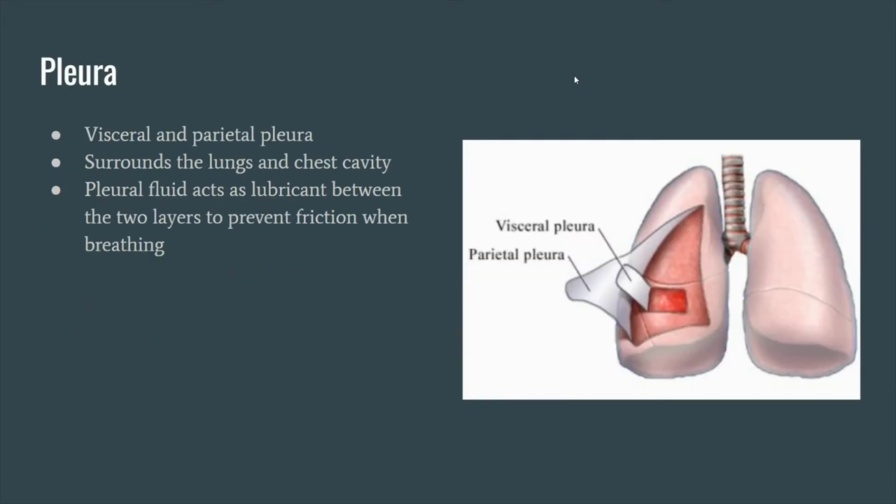The visceral and parietal pleura are used as protection and cushioning for the lungs. The visceral pleura surrounds the lungs, the parietal pleura surrounds the chest cavity, and between the two is pleural fluid, which acts as lubricant between the two layers to prevent friction when breathing.